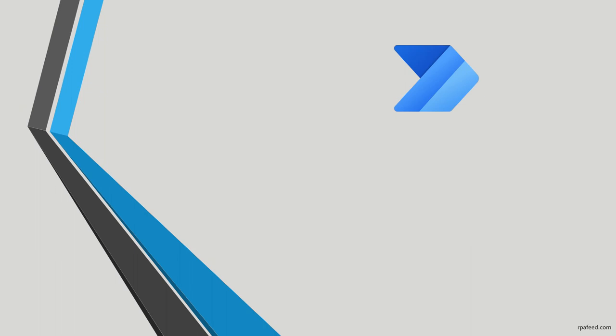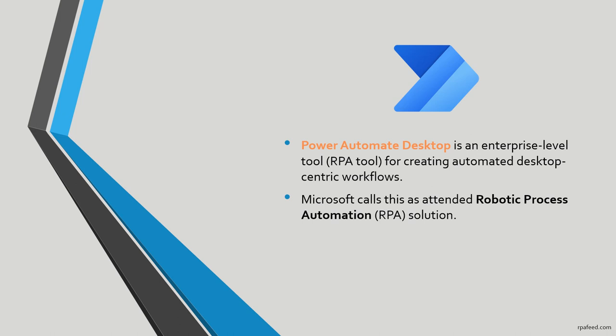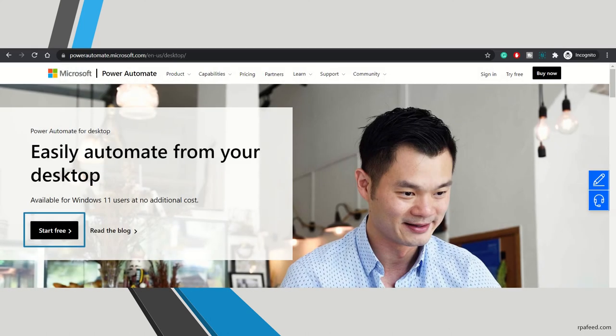Next is Microsoft Power Automate Desktop. Power Automate Desktop is an enterprise level RPA tool which is created for automating desktop centric workflows. So Power Automate, which we have seen earlier, was web based, and this is the software which is desktop based. Microsoft calls this their attended RPA solution, and this is available for you to download.